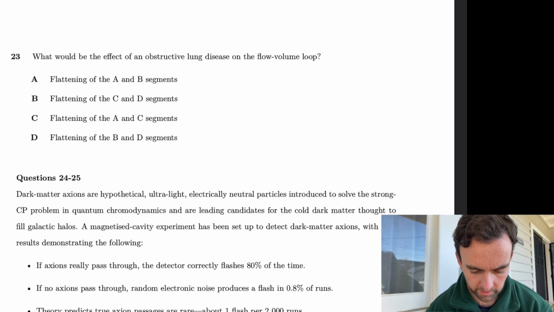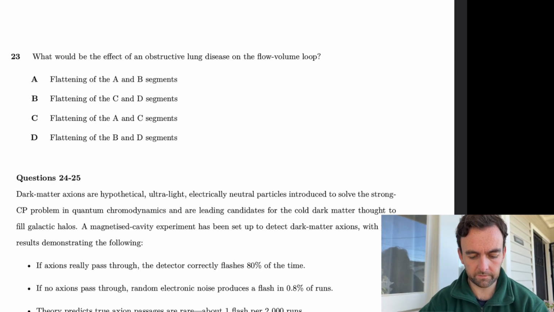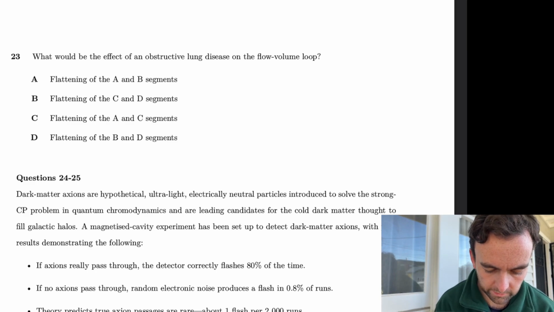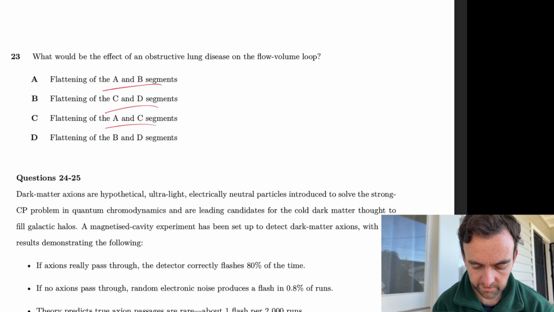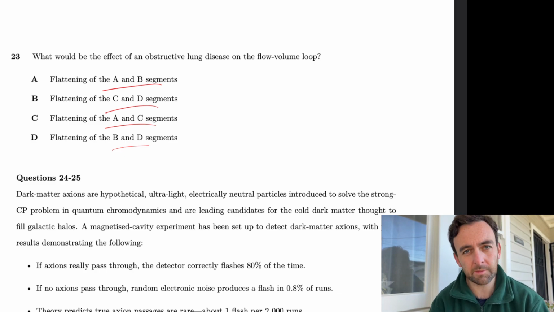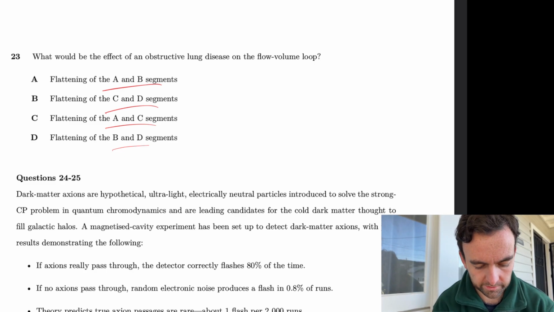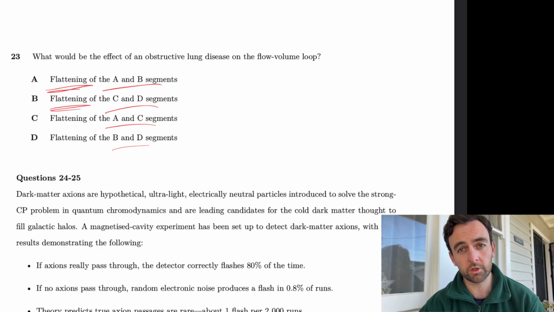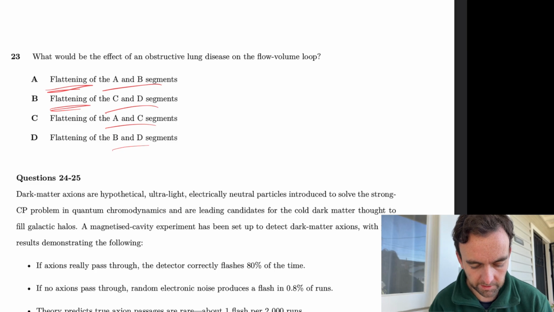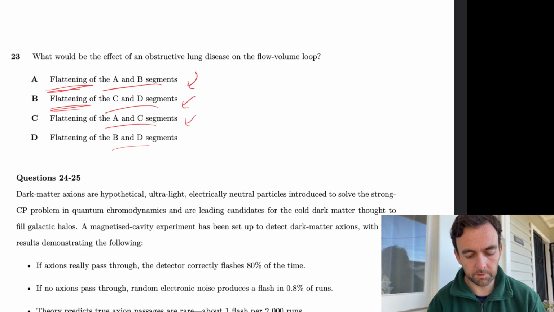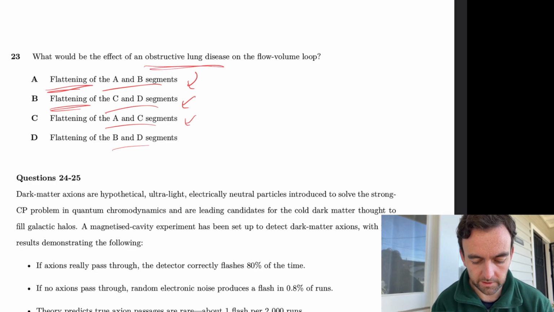Okay, and last question, question 23. What would be the effect of an obstructive lung disease on the flow volume loop? It's talking about AB, CD, AC, BD segments. So it's all flattening. It can be good to look through the options and see what you actually need to determine. Broadly speaking, between which two segments is there going to be a flattening in an obstructive lung disease?